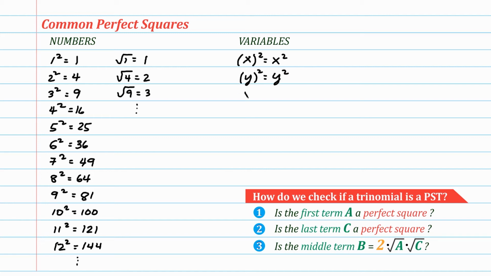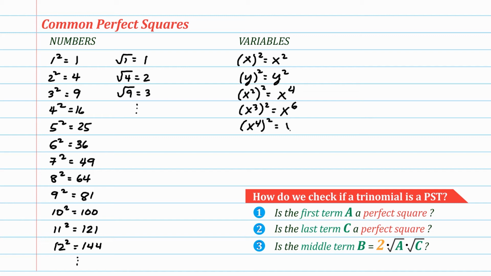What if meron tayong x squared na variable, tapos i-square natin? Rules of exponents would tell us that we should multiply these exponents. 2 times 2 is 4. So x squared squared is x to the 4th. Another example, kunwari we're given x cubed, i-square natin. So this means, by rules of exponents, 3 times 2 is 6. Isa pa. Paano kapag may x to the 4th?